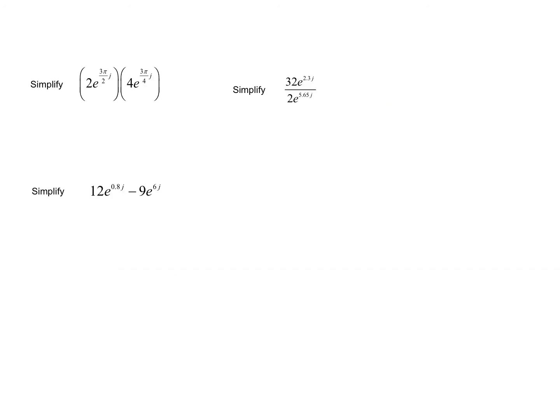Working with exponential form is basically the same idea. Here we multiply the 2 by the 4 to get 8, and then we add the exponents. So 3/2 pi plus 3/4 pi is 9/4 pi j. You can just use your calculator to add fractions if you want. But 9 pi over 4 is bigger than 2 pi, so it's bigger than a full circle. We always want an answer between 0 and 360. So if we just subtract 2 pi, which is 360, we get a final answer of 8e to the pi over 4j.